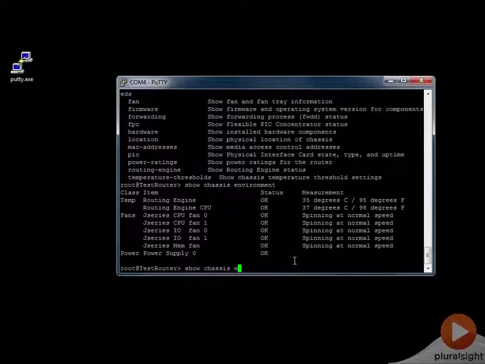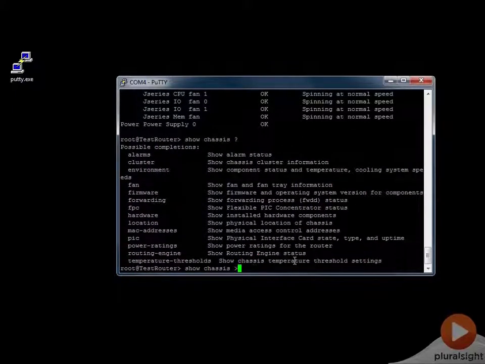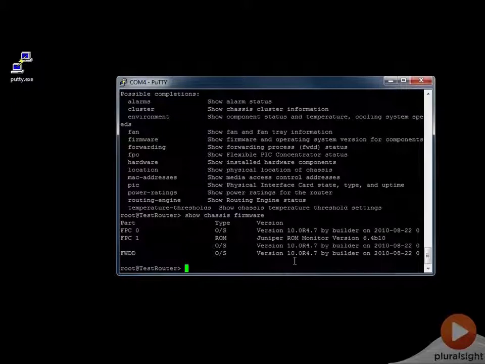Alright, so let's look at some more variables. Alright, so another one we have here is firmware. So let's just look at what options we have for firmware. This is just telling us what kind of firmware is installed on our particular device. And let's look at some more.